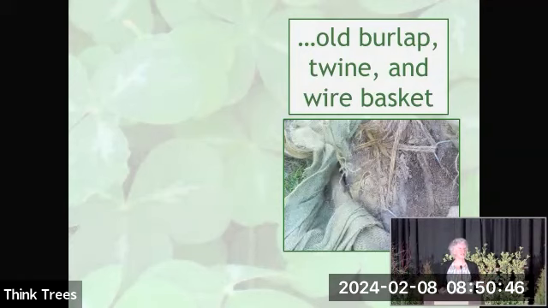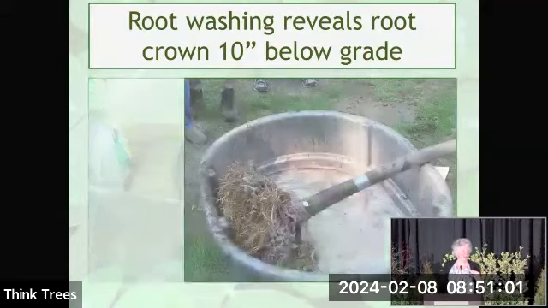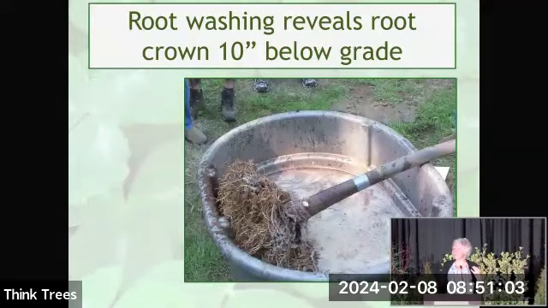This is what you see underneath the burlap. So before we did this, we took some duct tape and we put it around where the burlap actually was on the trunk, so people could see. And that was the result. Ten inches below grade. And had they been planted like that, it would have failed eventually. Who knows how long? But we took everything off.